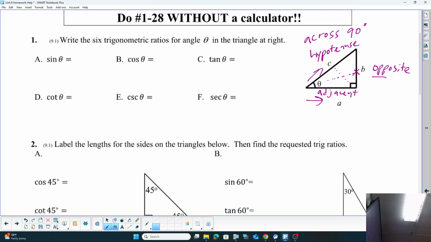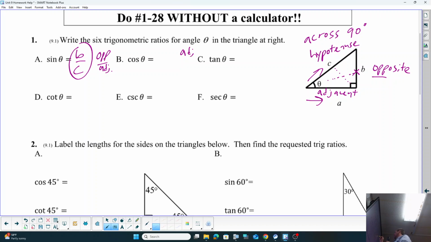Cool. So sine is going to be opposite over hypotenuse. And so the practice test answer with letters would be opposite B over hypotenuse C. So B over C, right? Opposite over hypotenuse.